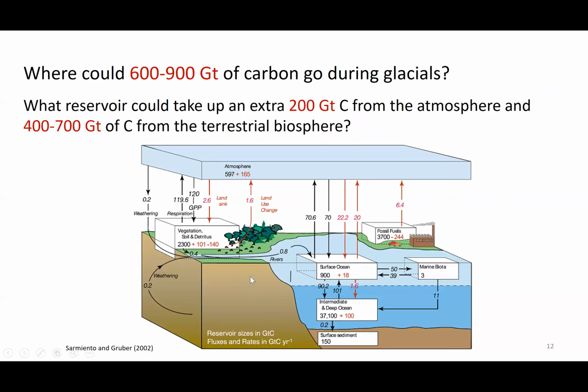So what reservoir do we have that could take up that extra amount of carbon? We know that the terrestrial biosphere here is smaller by 400 to 700 gigatons, and we also know that the atmosphere is smaller by 200 gigatons. So the logical place, looking at this, the big elephant in the room, is the ocean, of course. There's roughly 38,000 gigatons of carbon in the interglacial ocean, so we have to find a home for another 600 to 900 gigatons of carbon. That would only increase the amount of carbon in the ocean by about 2 to 2.5%. So that's not actually a big change.